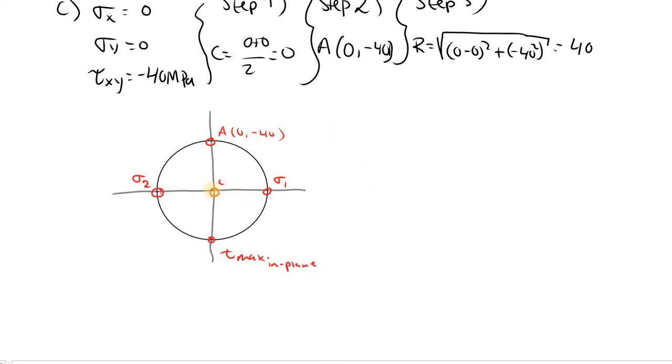And the neat thing when our center is located in the middle is that our minimum normal stress is simply going to be the negative radius, and our maximum is going to be the positive radius. So it's positive 40 and negative 40. Funnily enough, our maximum shear stress is going to be a positive 40, and that concludes this question.